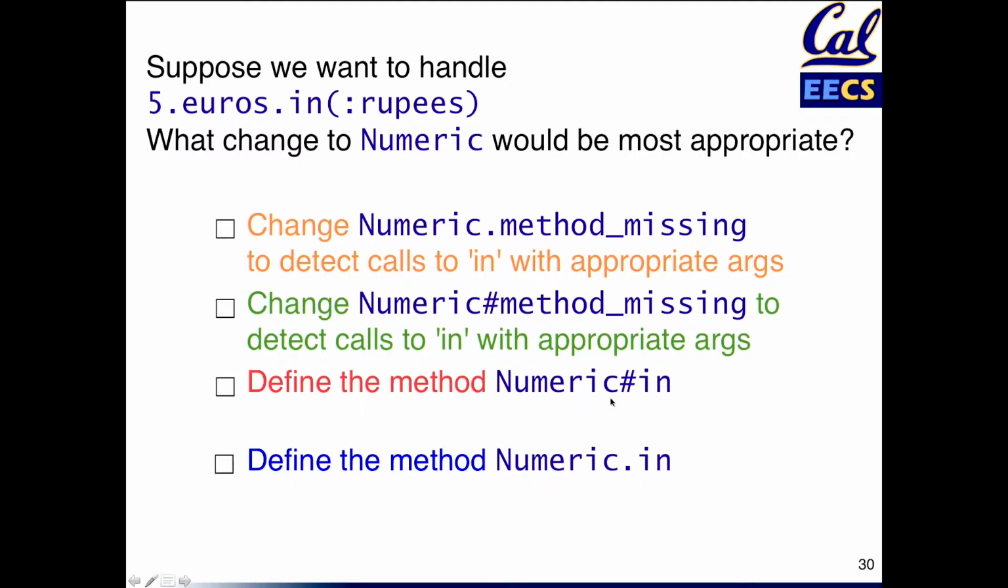And by the way, by now you are getting used to the notation that Numeric.method_missing means method_missing is a class method, and Numeric#method_missing means it's an instance method. That's just Ruby notational convention. Or we could define a class method, Numeric.in. So which of these 4 is likely to be the most appropriate way to handle this kind of example? Let's take a vote. Voting.